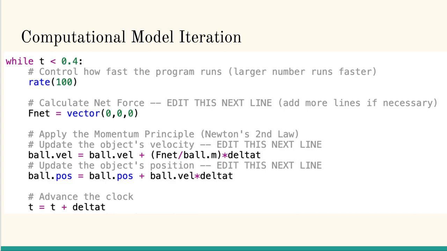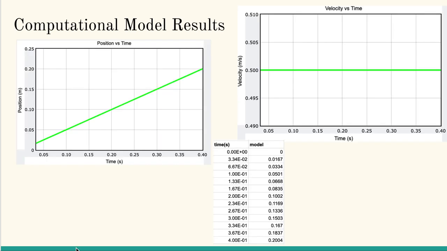This was the computational model iteration that I used to update the velocity and position, and then I also advanced the clock with t equals t plus delta t, and this was all while t was less than 0.4 seconds because that's how long the video took. These were the results of the predicted model. As you can see, the position versus time graph had a constant linear slope, which resulted in a constant velocity over time. So the position was not constant, it was increasing at the same rate.